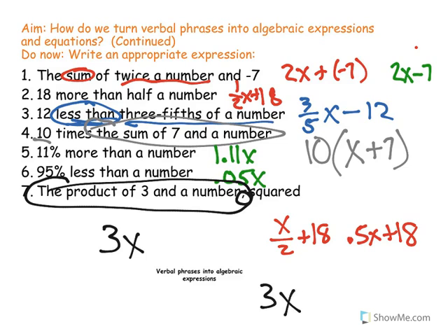Well, what happens if I do this? That's x squared times 3. That's incorrect. I need to take the product of 3 and the number, which is 3 times x, and I need to square it. I need to put parentheses and then put the exponent of 2 outside. That's something we'll tackle a little bit more when we start talking about order of operations pretty soon.